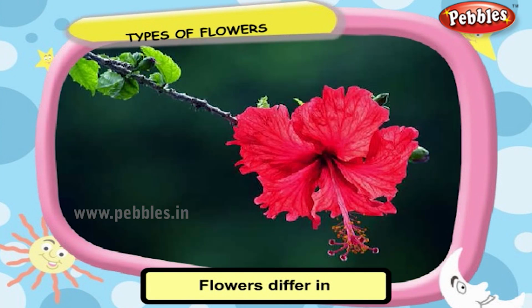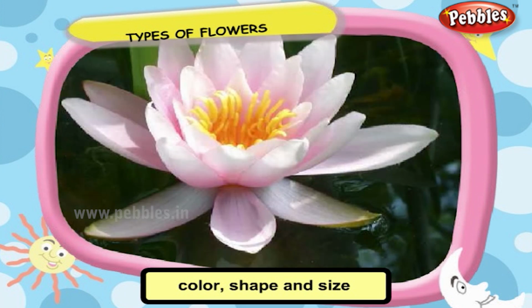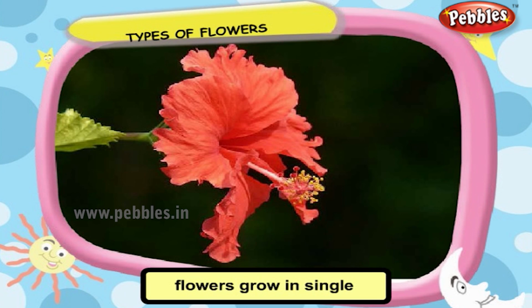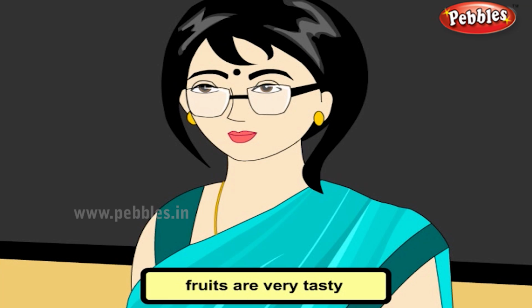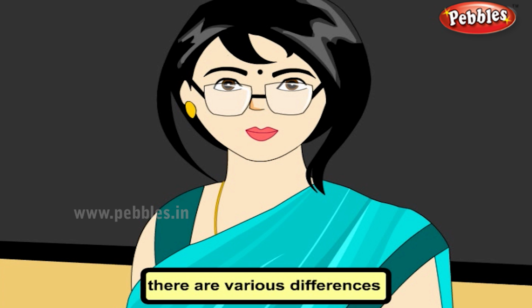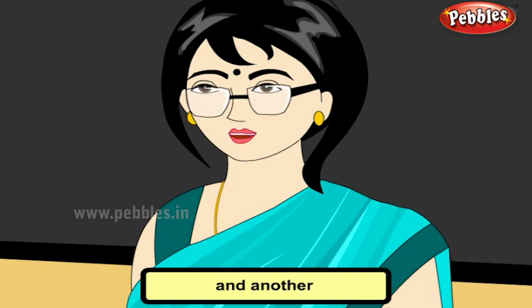Flowers differ in color, shape, and size. Flowers grow singly or in bunches. Fruits are very tasty and healthy. Fruits contain lots of vitamins, minerals, and calcium. There are various differences between one fruit and another.